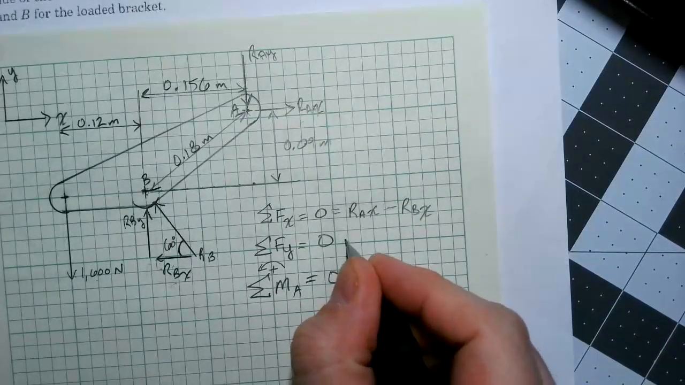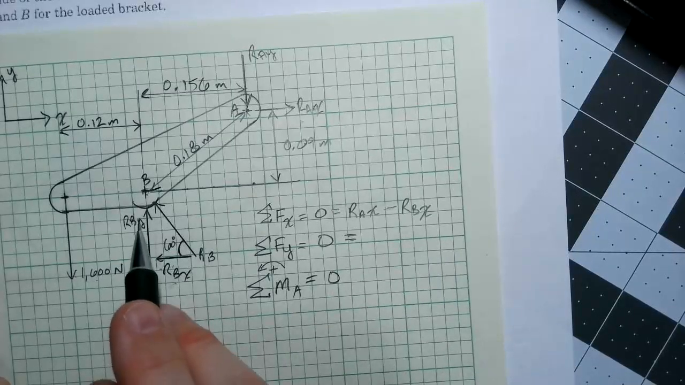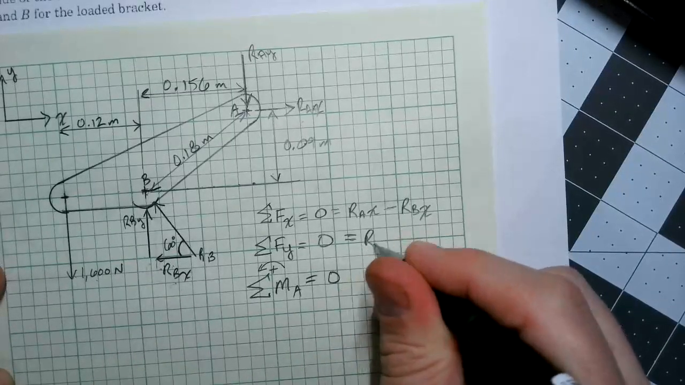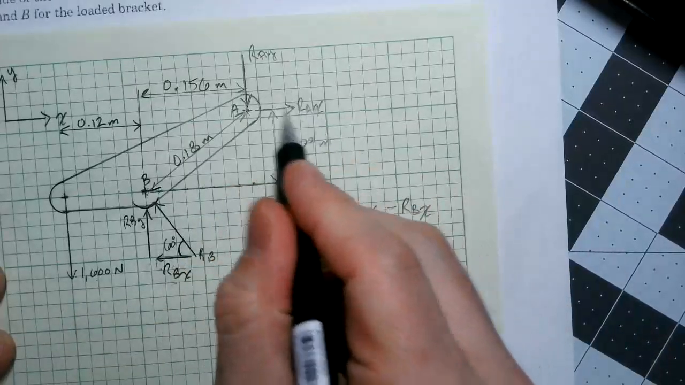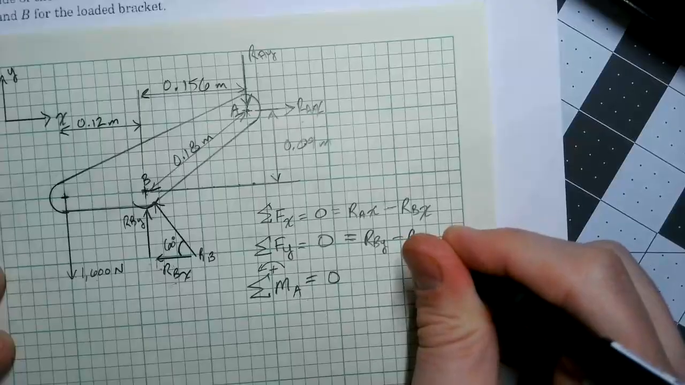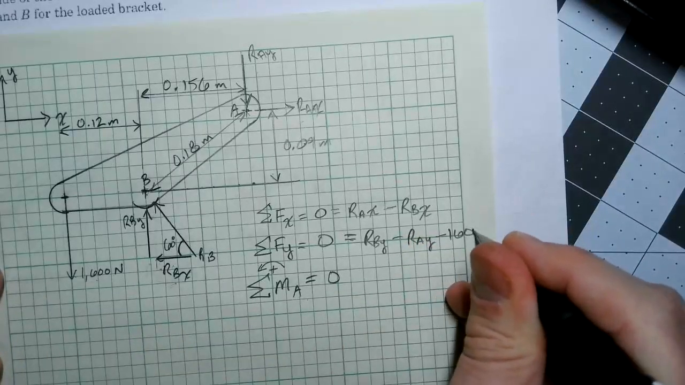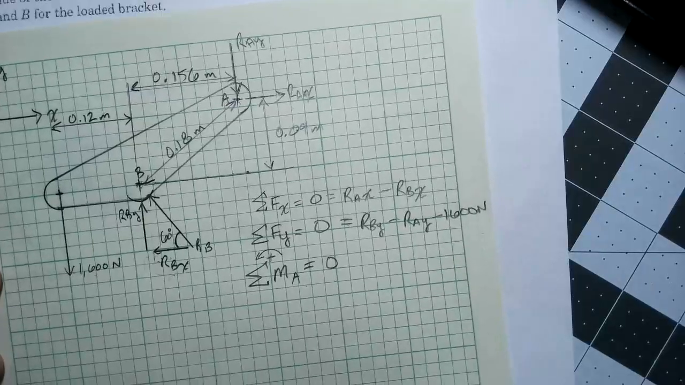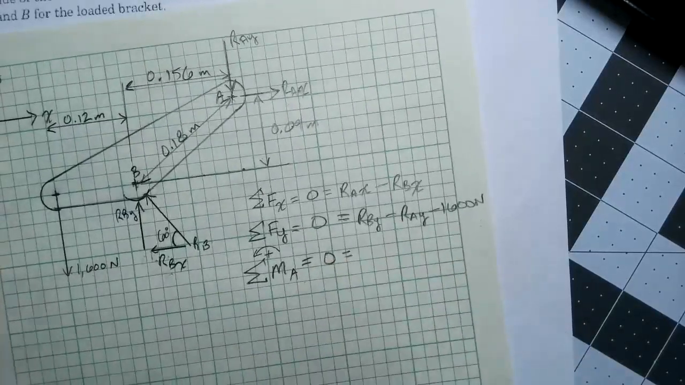Sum of the forces in the y, we have a positive RBY, a negative RAY, and then a negative 1600 newtons. Now for our sum of the moments about point A.